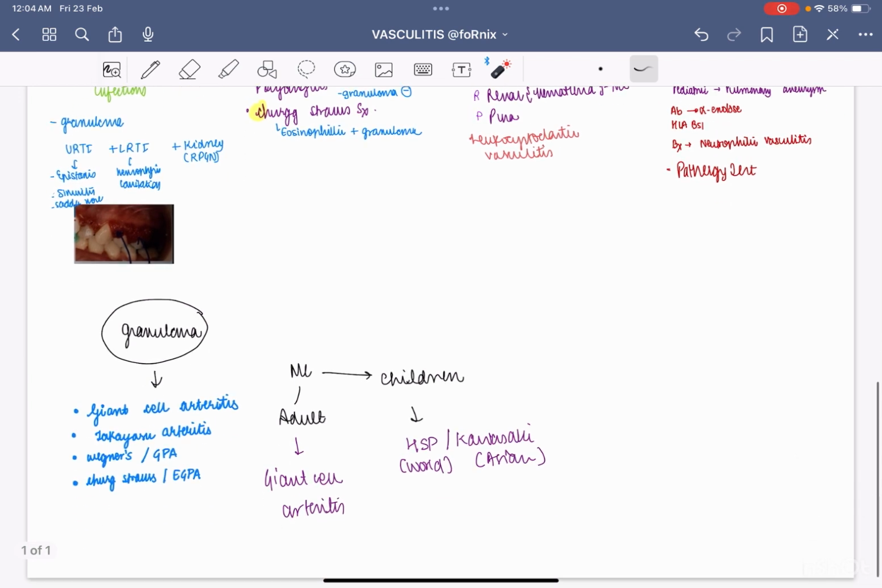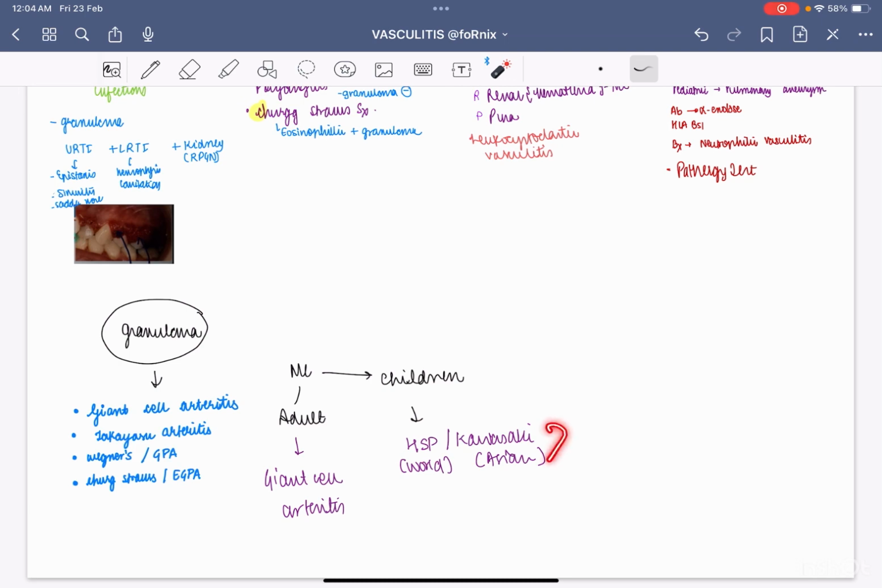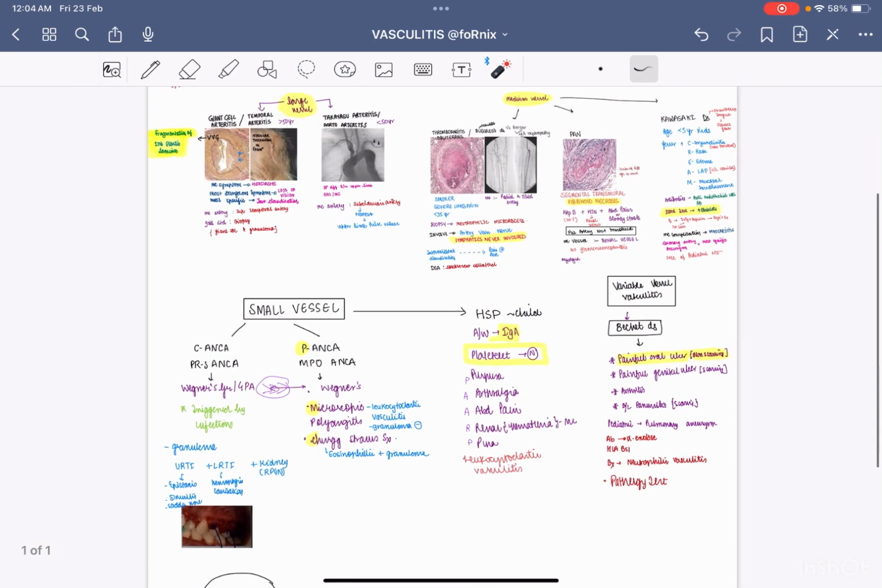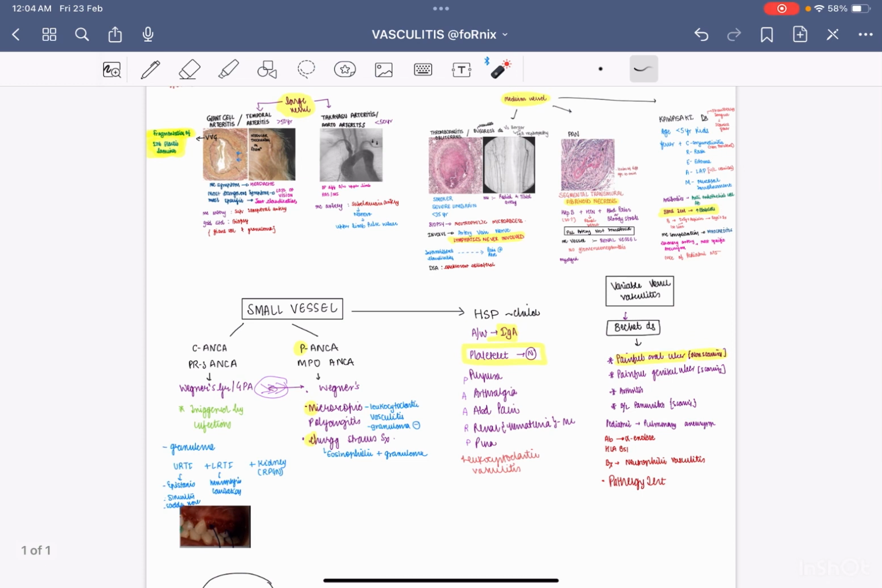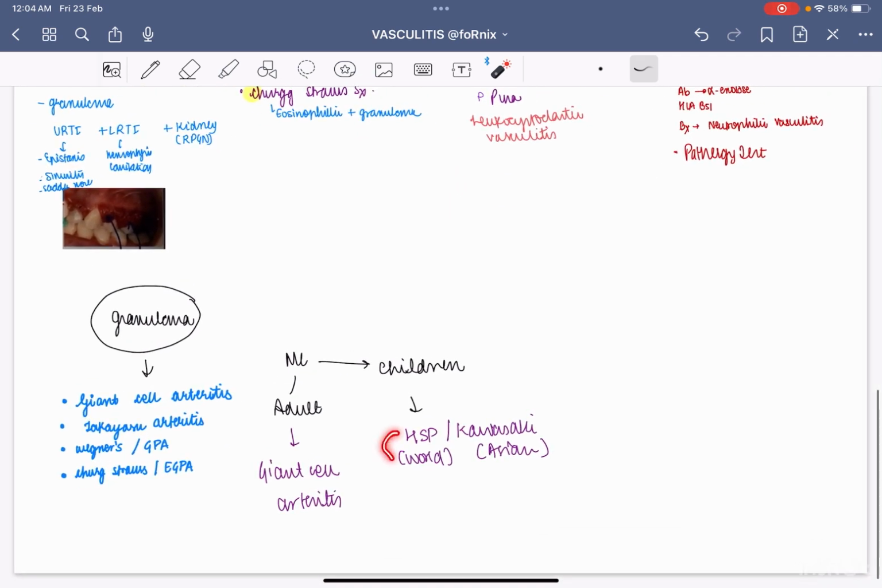Now these are the tiny things. The most common vasculitis seen in adults is giant cell arteritis, and in children it is HSP worldwide, and Kawasaki in the Asian population. These two conditions are both seen in children: Kawasaki is in kids and HSP is also in children. HSP is worldwide and Kawasaki is in the Asian population.